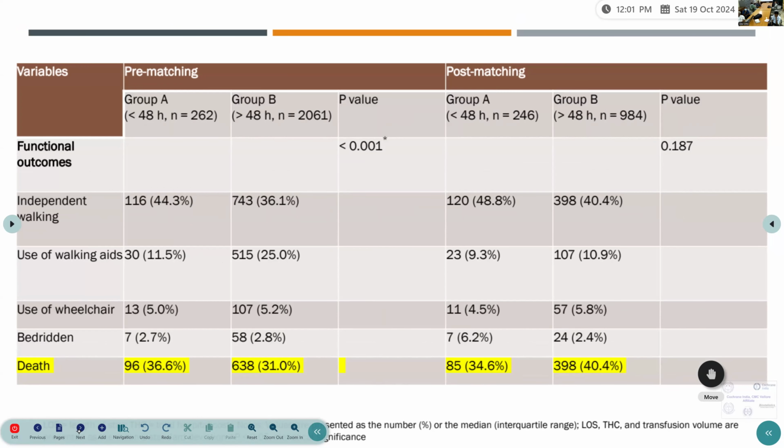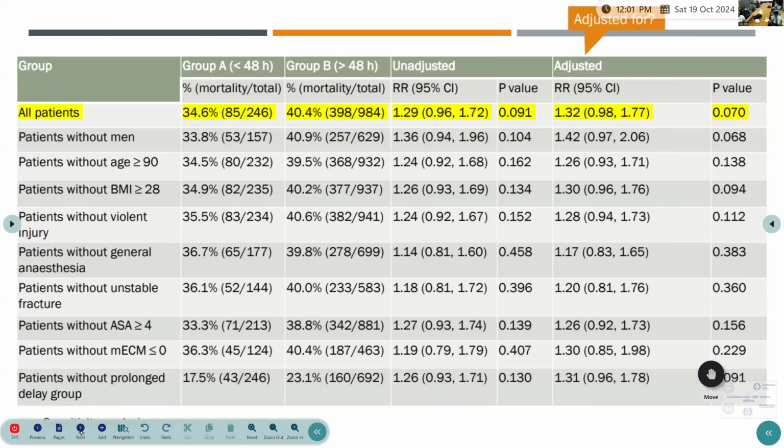These are the functional outcomes, and I've just highlighted death over here again. Functional outcomes were not very different between the two groups after matching. So these are the sensitivity or subgroup analyses that they have reported.